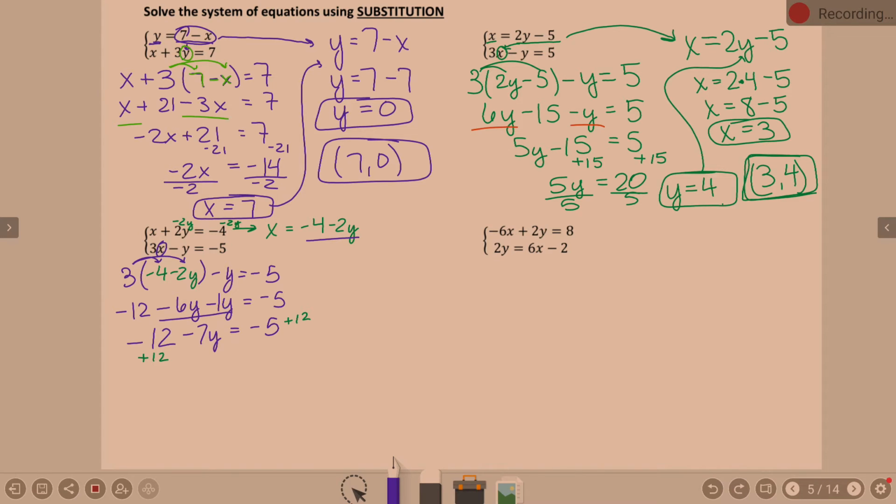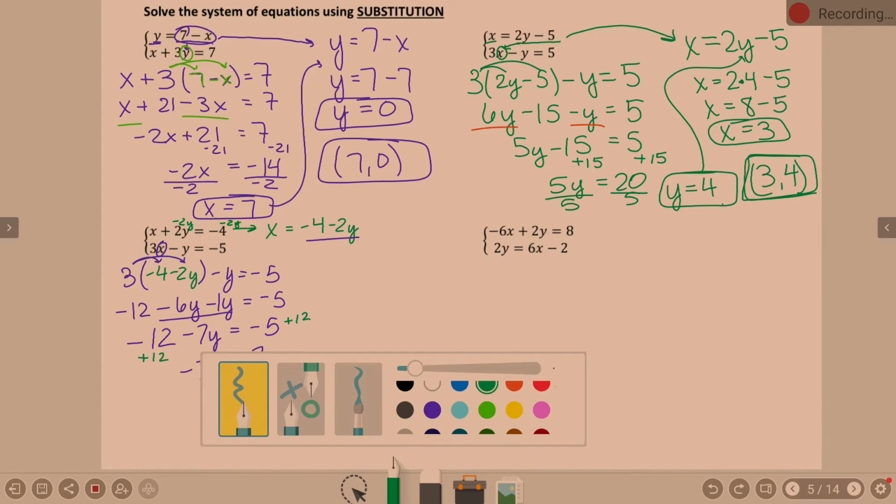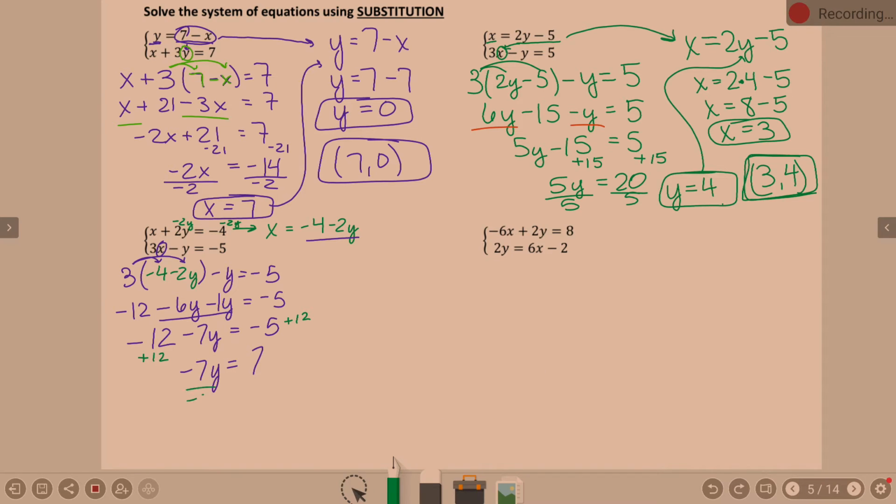-12 plus 12 cancel, leaving me with -7y. -5 plus 12 is 7. And then we all know, if it's -7y, to get y by itself, divide by -7. And what is 7 divided by -7? -1. But we're not done. Okay. y equals -1. And he's not even going to let me ask my question, are we done?